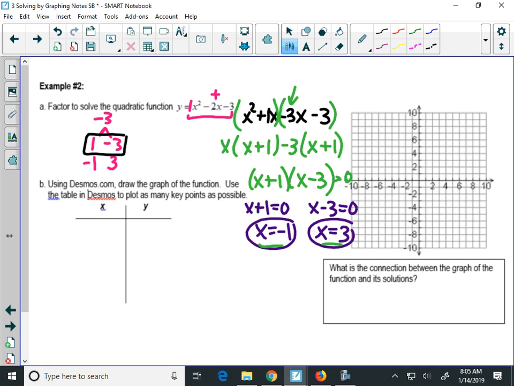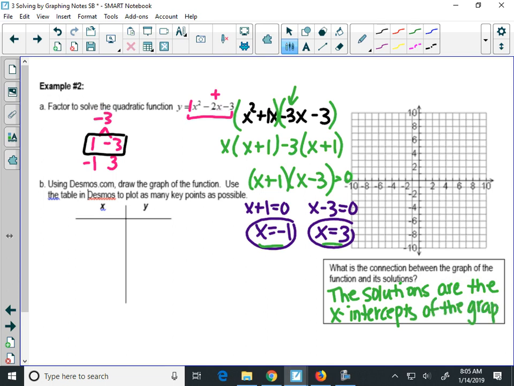Between the graph and its solutions, the solutions are the x-intercepts of the graph. And we saw that previously in factoring to solve. Okay, now we want to make the graph.